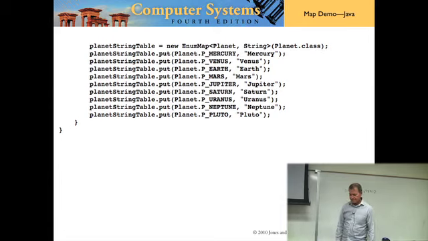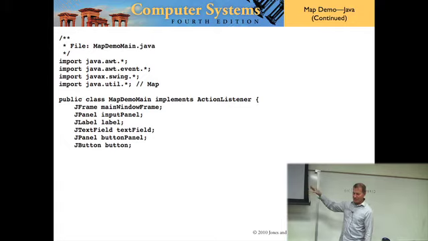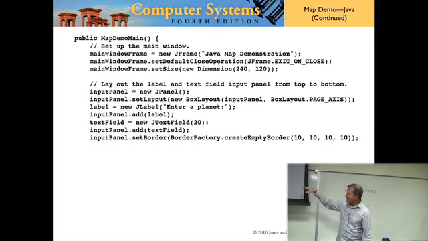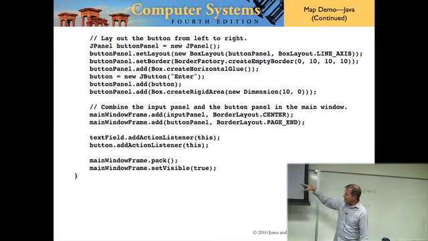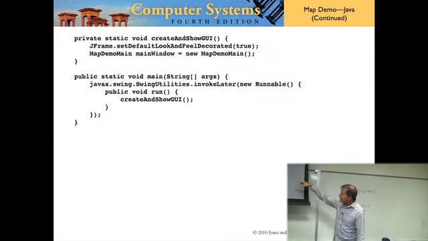Okay? And now here comes the main program that does the same stuff that we know and love. Lay out the label and text field input panel from top to bottom. Here's the code that just does all that kind of stuff. More stuff. And here is create and show GUI. And then finally, action performed.